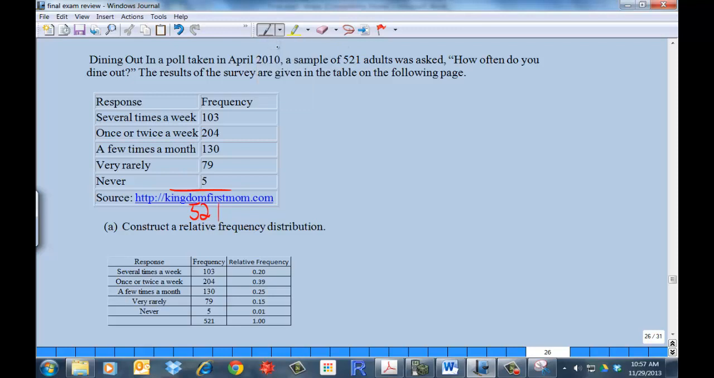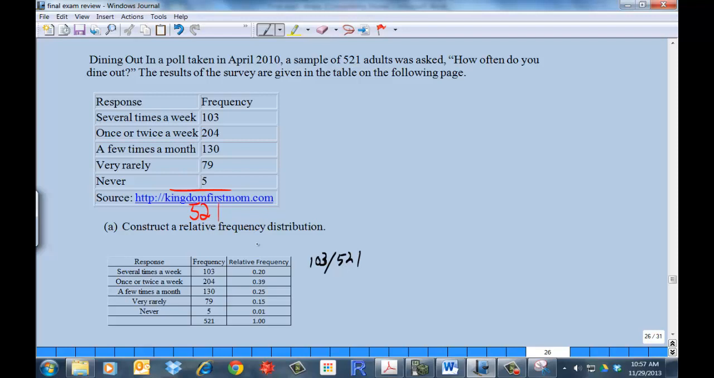So, dining out poll. How often do you dine out? Never, 5 out of 521. Very rarely. A few times a month. Once or twice a week. Several times a week. I usually stick to maybe once a week, just because it's so expensive. Okay, so construct a relative frequency distribution. Again, this is very easy to do. I've got this already in here for us to save a little bit of time. What I did is I took each one, 103, and divided it by 521, and rounded to 2 decimal places, you get 20% here.